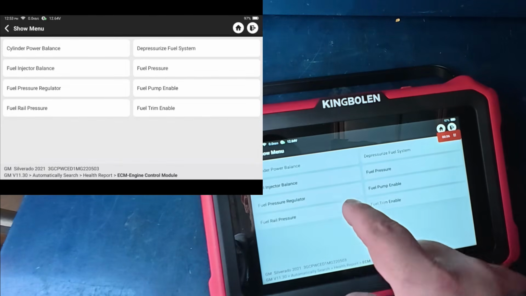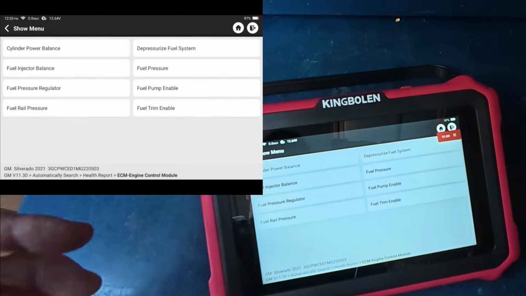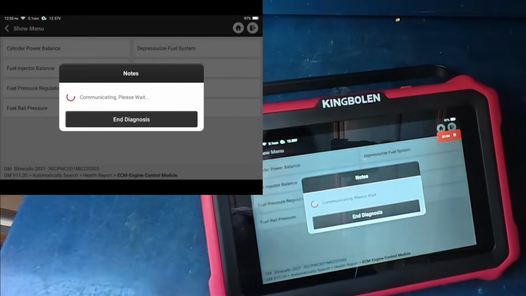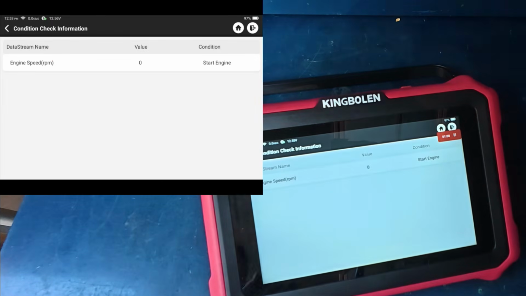fuel system. Now, there's a few different things that you can do here to check your fuel system, but what we're going to do is the fuel injector balance test. So I'm going to hit that. Need to start the engine.